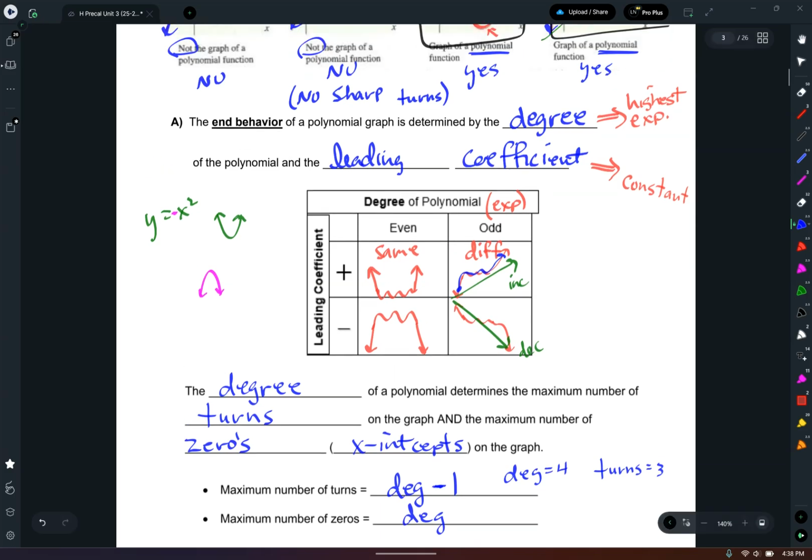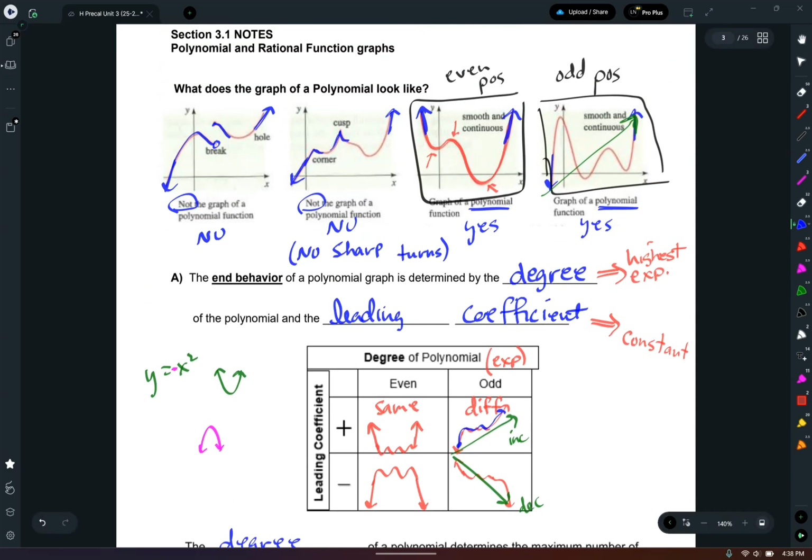So again, if we look back up here at what we were talking about at the top, on this first example, where we had the even positive, notice there are 1, 2, 3 turns in the graph. If there are 3 turns in the graph, that means the degree must have been 4 or higher. So the degree could have been 4, or 6, or 8. Any of those could have 3 turns.